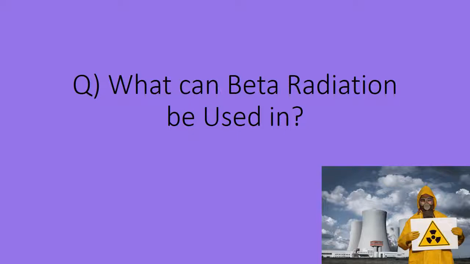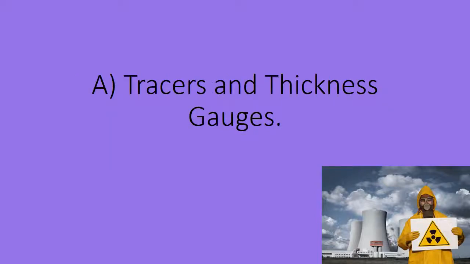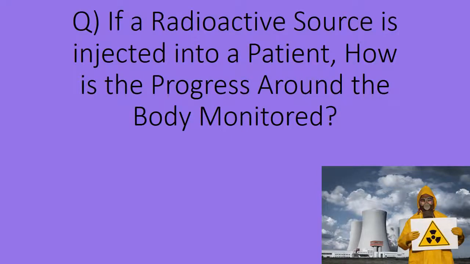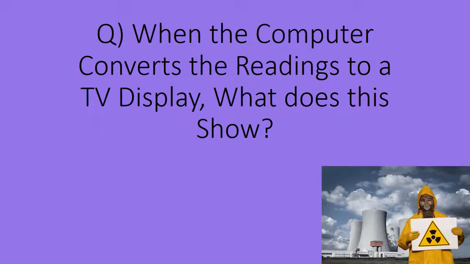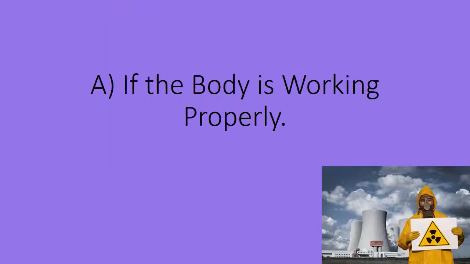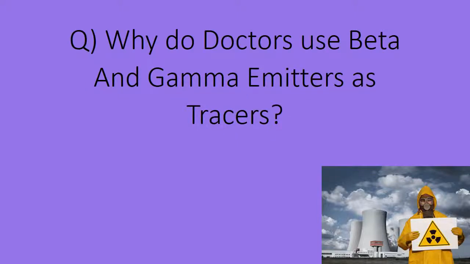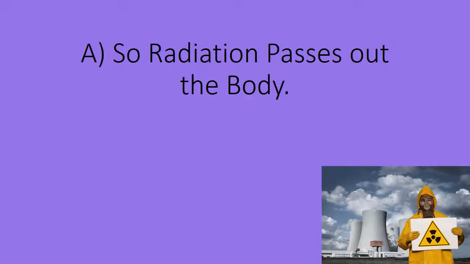What can beta radiation be used in? Tracers and thickness gauges. If a radioactive source is injected into a patient, how is the progress around the body monitored? Using an external radiation detector. When the computer converts the readings to a TV display, what does this show? If the body is working properly. Why do doctors use beta and gamma emitters as tracers? So radiation passes out of the body.